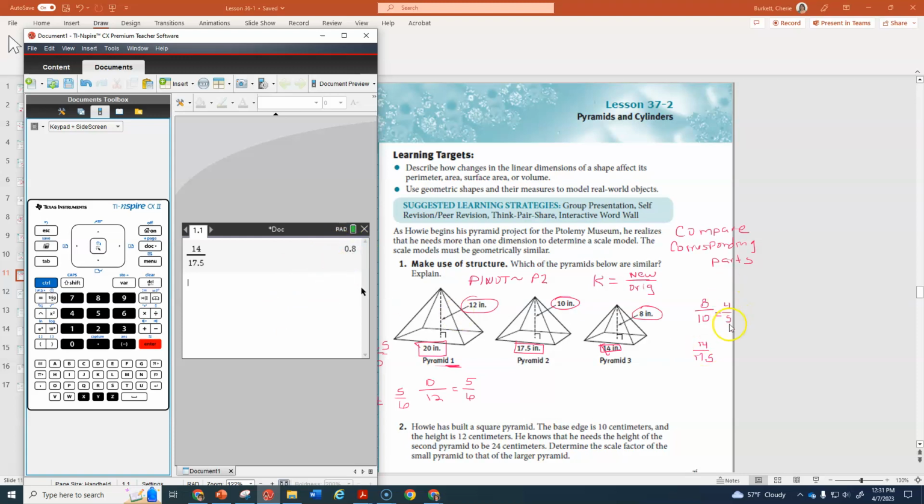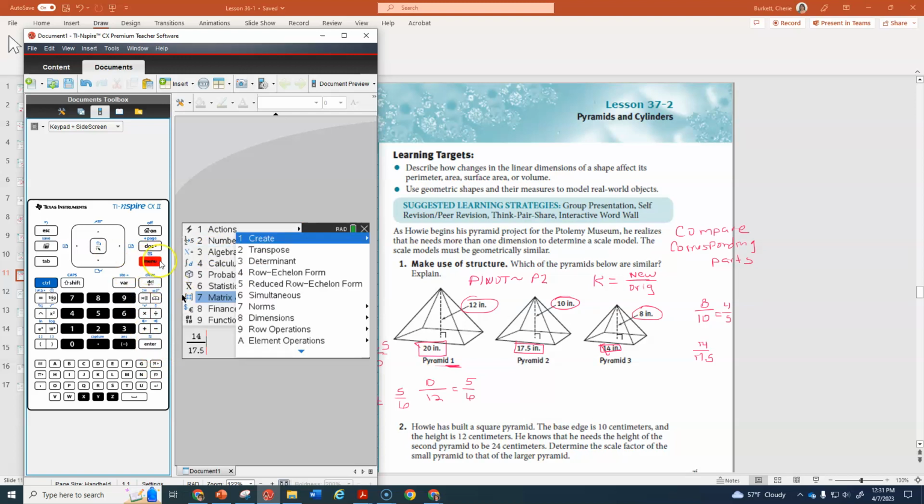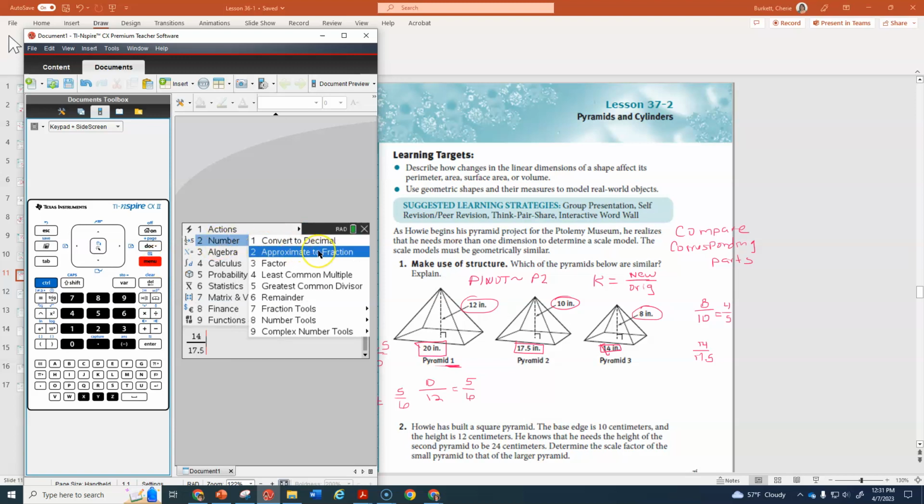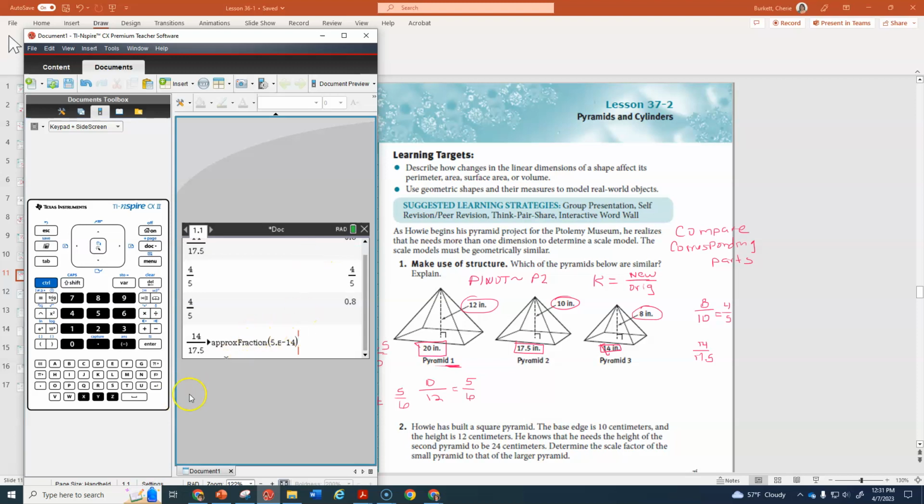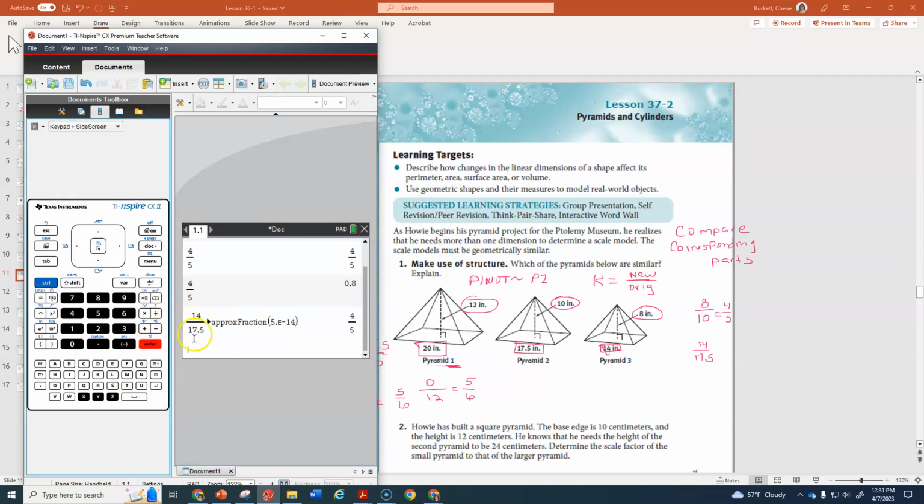Now I could just say, I'm wanting to see if this reduces to 4/5. So I could just type in 4/5 and see if it gives me the same decimal. And of course it stayed a fraction, but I can put that right there and do Control Enter, and it'll change it to a decimal. So I see that 4/5 is 0.8, but I can also go back and grab this number right here and click the menu button, click number, and it will approximate it as a fraction. So I want to have it change it to a fraction, and it changes 14 over 17.5 to 4/5. So it does reduce.